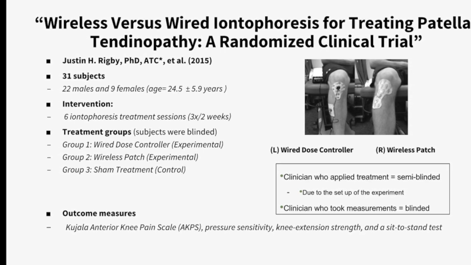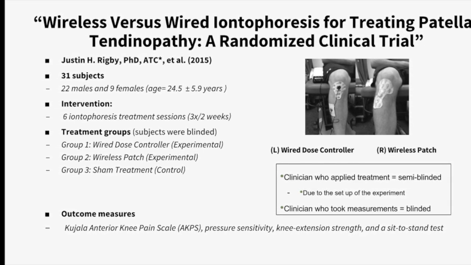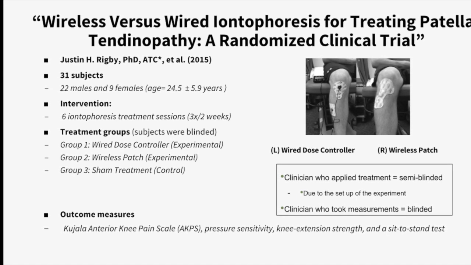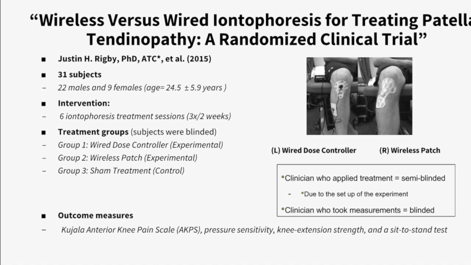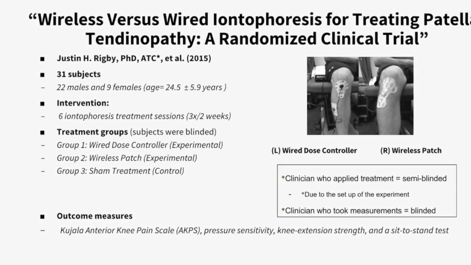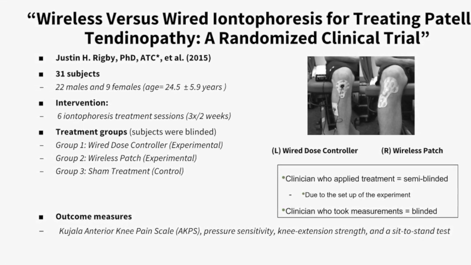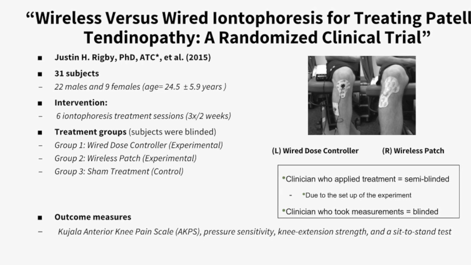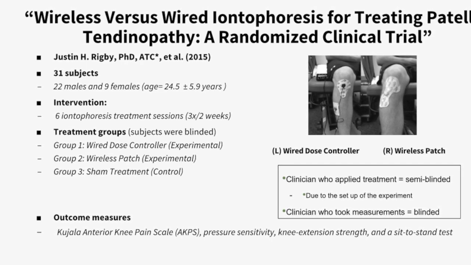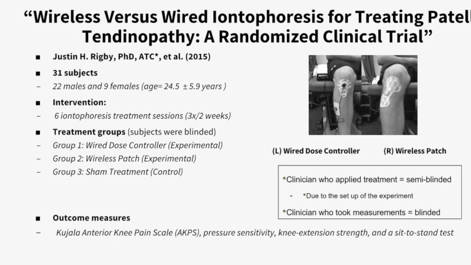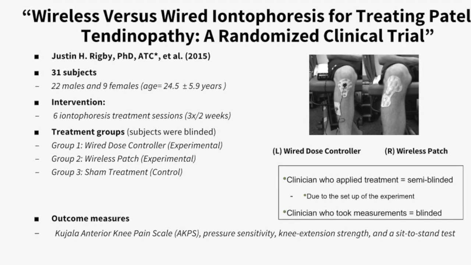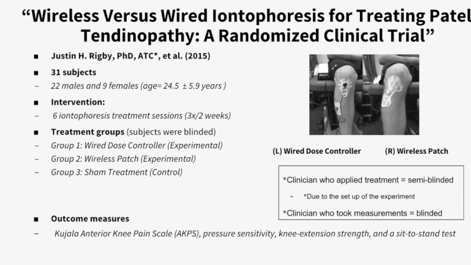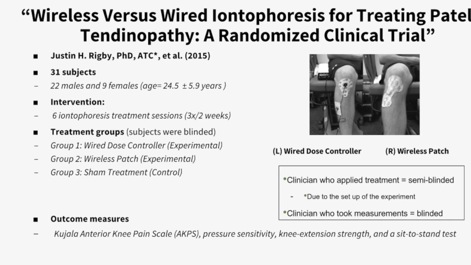All treatment groups were instructed to resume daily activity as usual, but Group 2 and Group 3 were instructed to wear their patch for 3 hours after their treatment. The clinician who applied the treatment was semi-blinded due to the setup of the experiment, and the clinician who took measurements was blinded. The outcome measures that were taken were the Kujala anterior knee pain scale, pressure sensitivity, knee extension strength, and a sit-to-stand test.